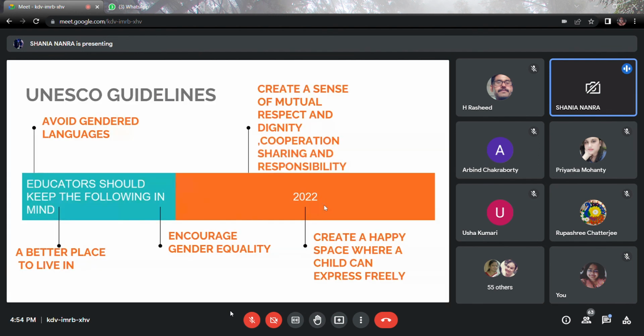Next are the UNESCO guidelines, which are very important for an educator to keep in mind, to be sensitive, to have the idea of gender sensitivity within their mindset. First one is avoid gendered language. Don't use language that would make one gender more above or beneath another. Create a sense of mutual respect and dignity, cooperation, sharing, and responsibility.